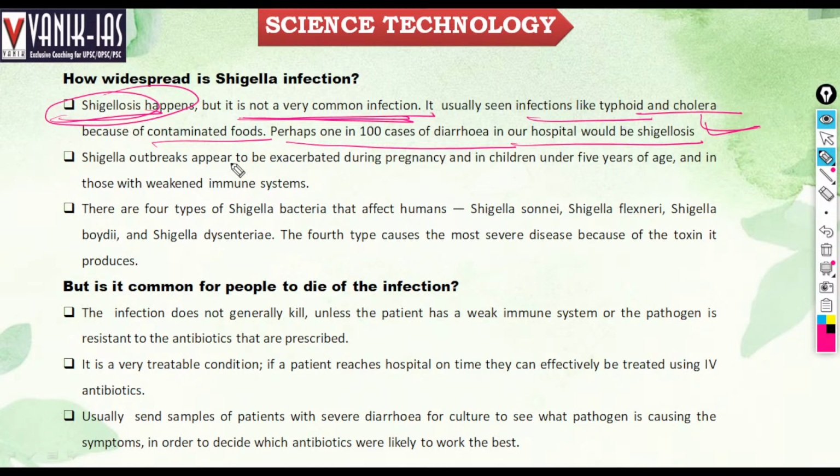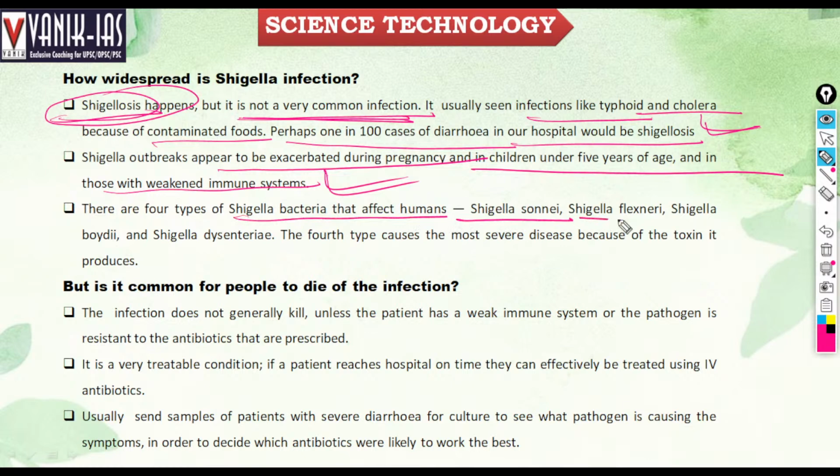Shigella outbreaks appear to be more severe during pregnancy and in children under 5 years. In those with a weakened immune system, Shigella bacteria can also affect. There are 4 types of Shigella bacteria that affect humans: Shigella sonnei, Shigella flexneri, Shigella boydii, and Shigella dysenteriae. The fourth causes the most severe disease because of the toxin it produces. Shigella dysenteriae produces various toxins that affect our human body.